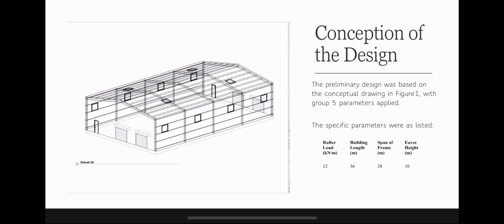So here we have our preliminary design. Our project-specific parameters are the following. We've got a rafter load of 12 kilonewtons, a building length of 36 meters, a total span of 28 meters, eaves height of 10 meters, and we also have a roof pitch of 6 degrees.